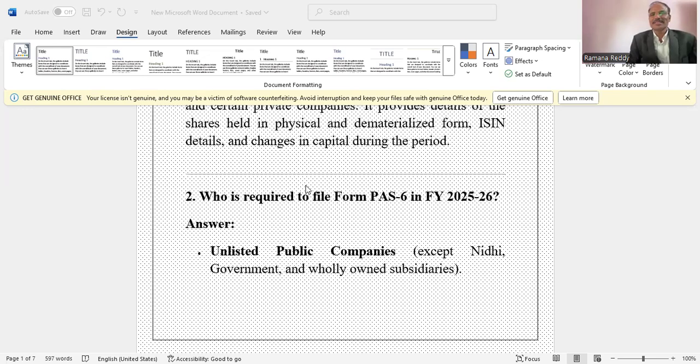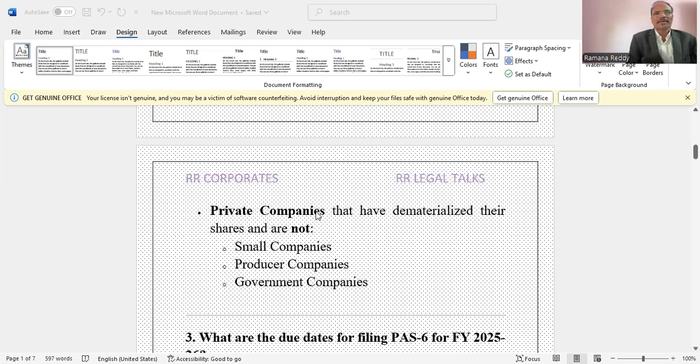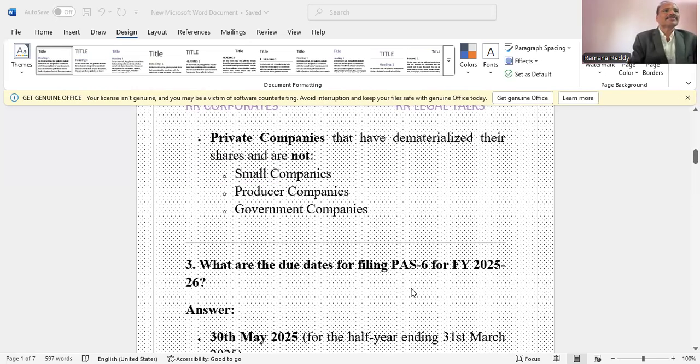Who is required to file PAS6? Unlisted public companies, except Nidhi companies, government companies, and wholly owned subsidiaries. Private companies, whether in demat or even in physical form, are required to file. Small companies are exempted, producer companies are exempted, and government companies are exempted, irrespective of dematerialization. So, private companies are also required to file.